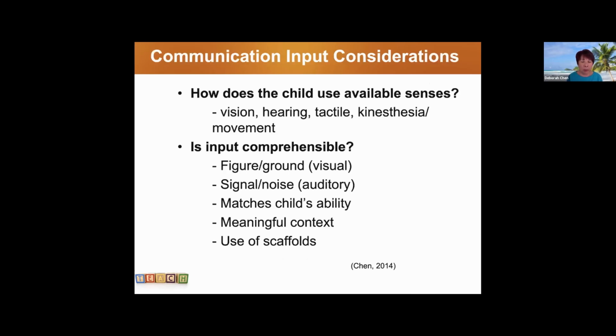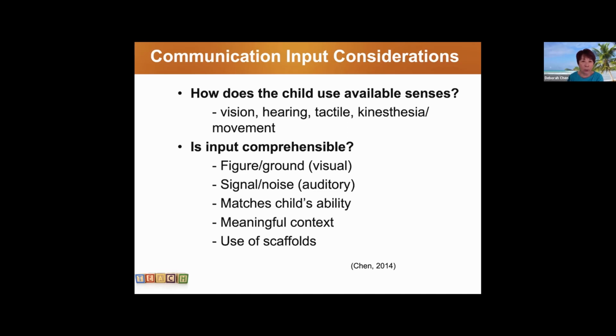Remember, in the last webinar we talked about the importance of knowing how the child uses sensory information. Well, here, to think about what kinds of communication input are appropriate, how the child can receive communication, and build her receptive language, we have to find out how the child uses available senses, vision, hearing, tactile, as well as kinesthetic or movement feedback. And then, is the input comprehensible?